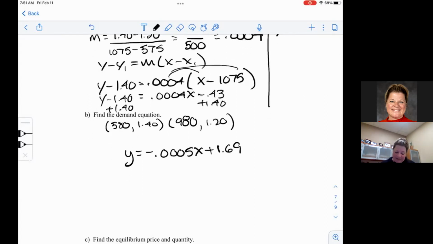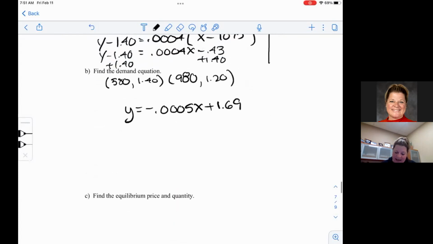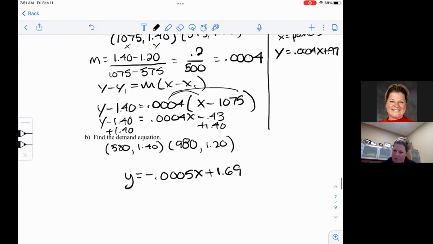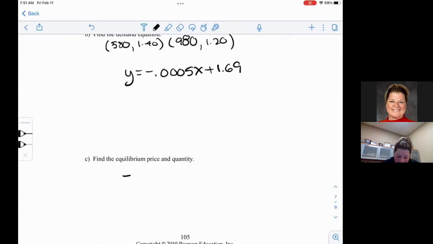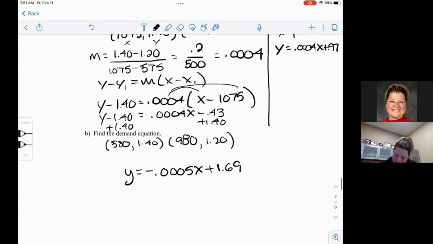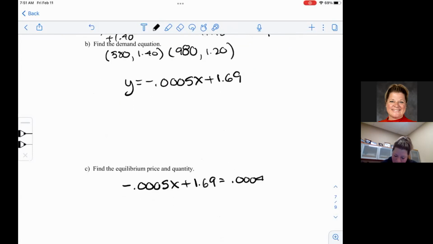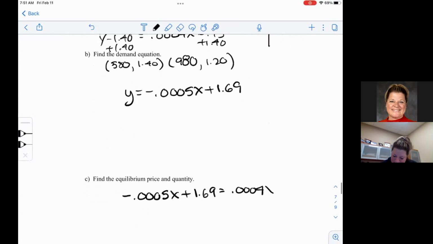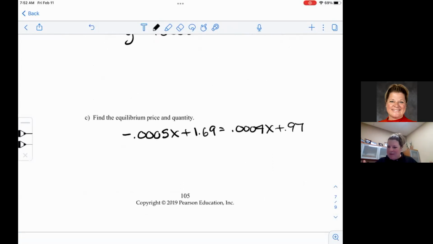So what I want to do next is find the equilibrium. Where are these equal? Well, they're pretty easy to solve for because they're both y equals. So I can say negative 0.0005x plus $1.69, which I hope I did that right when I did my notes, equals the 0.0004x plus 97 cents. So I just set them equal to each other to get that equilibrium, to get rid of the y, so that I can find x, and then I substitute it back in. So let's solve this. If I add the 0.0005 the other way, it stays positive, but either way would work.